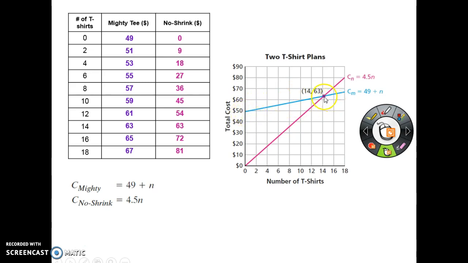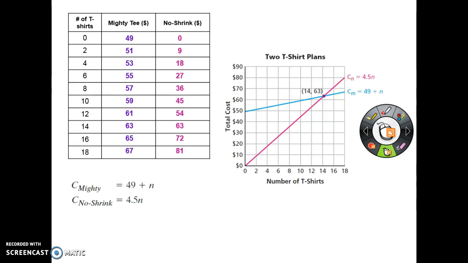If you look at these, you can see that they intersect at this point. It's probably hard to see that exact point on your graph, but it's located right over here on the table. So at 14 shirts, you can see that it costs $63 for both companies. That means that that is the point where they are the same price. Before that price, No Shrink is cheaper, and you can see that by the lower numbers on the table or the lower line on the graph. After that intersection point on the graph or the table, you can see that Mighty T becomes the better place to go because it's a lot cheaper. And you can see that by the lower numbers over here on the table and the lower line over here.